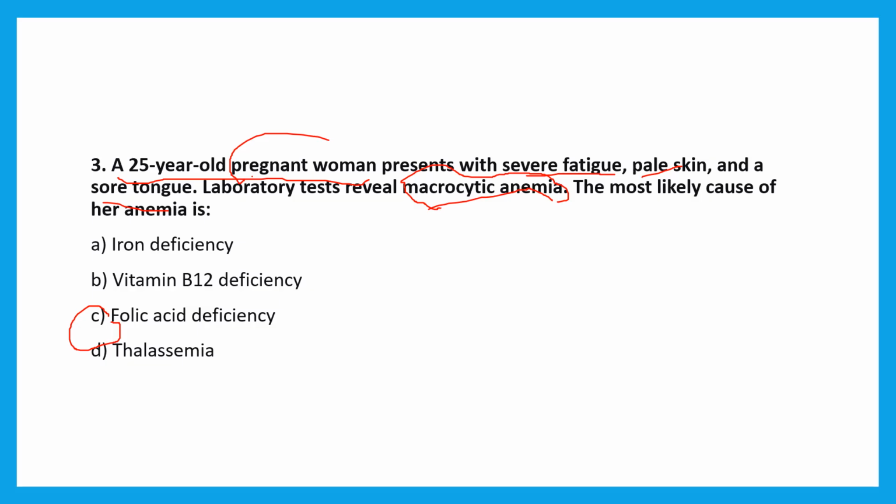So pregnant woman is one of the key words here. And a sore tongue can occur in both vitamin B12 and folate deficiency. So be careful. That's why I said one of the keywords you need to notice is sore tongue, because you might be fooled in choosing the answer. But folate is more common in this context. In both folate deficiency and vitamin B12 deficiency, we can have macrocytic anemia.